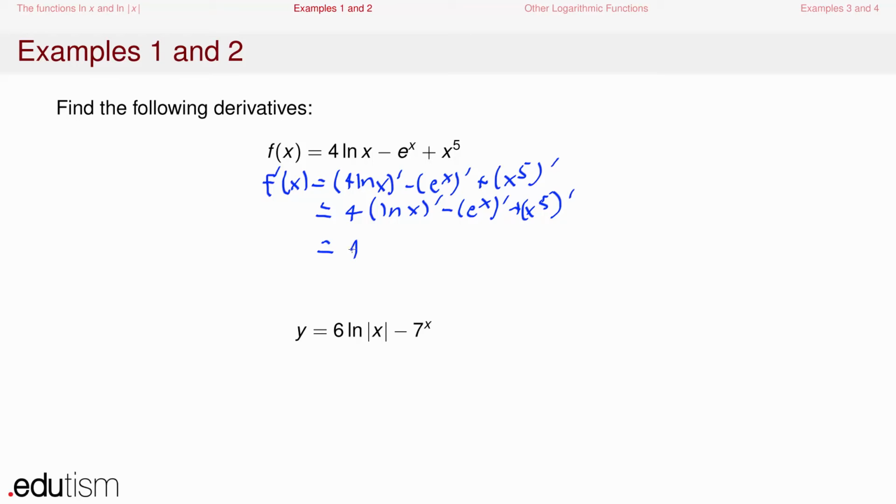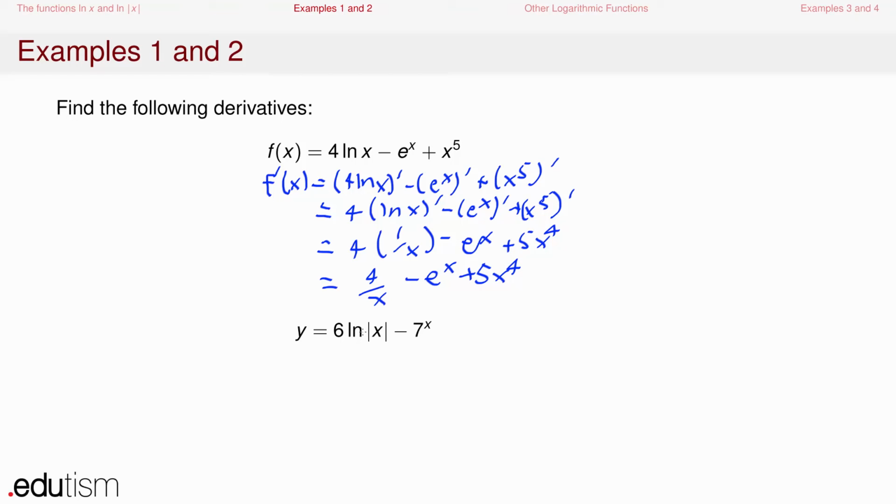Then we take the derivative in each case. The derivative of ln x is 1 over x. The derivative of e to the x is e to the x. The derivative of x to the 5 is 5x to the 4th. Then we simplify 4 times 1 over x. We can rewrite as 4 over x minus e to the x plus 5x to the 4th.